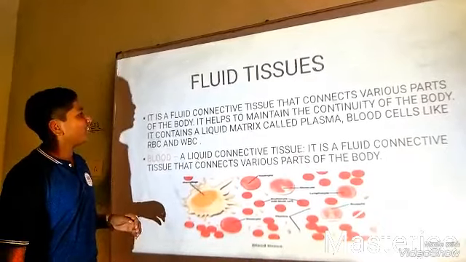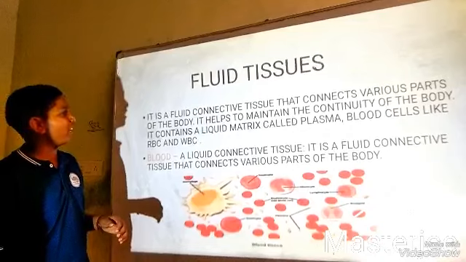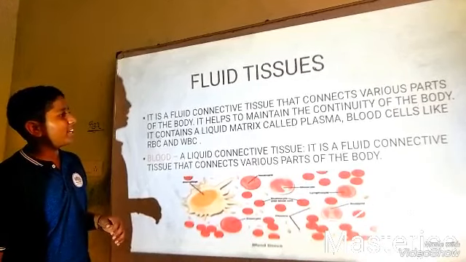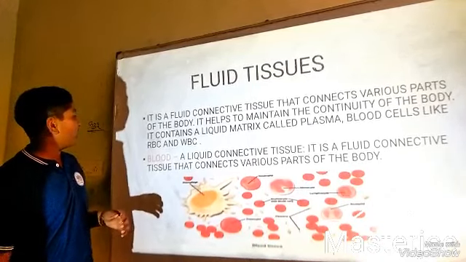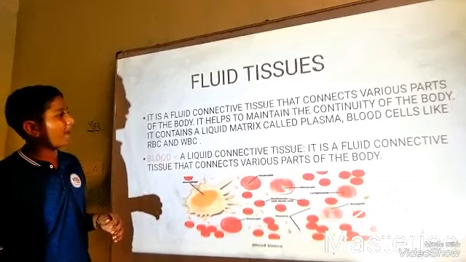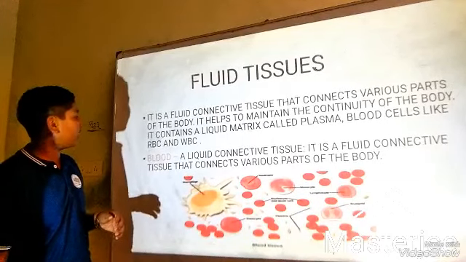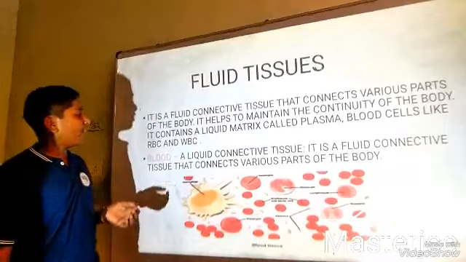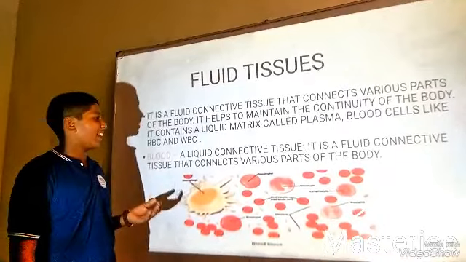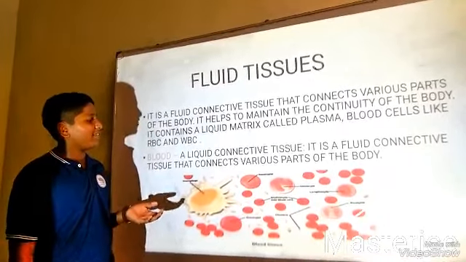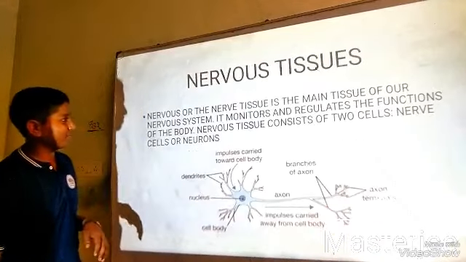Fluid tissue. A fluid connective tissue that connects various parts of the body. It maintains the continuity of the body. It contains a liquid material called plasma, and blood cells like RBC and WBC. A liquid connective tissue is a fluid connective tissue that connects various parts of the body.